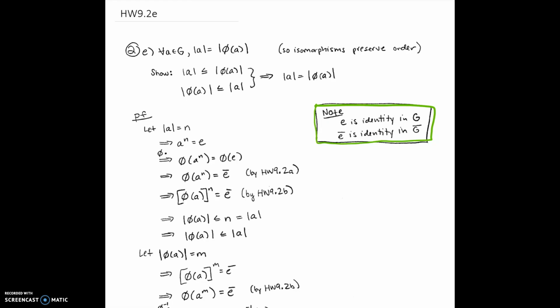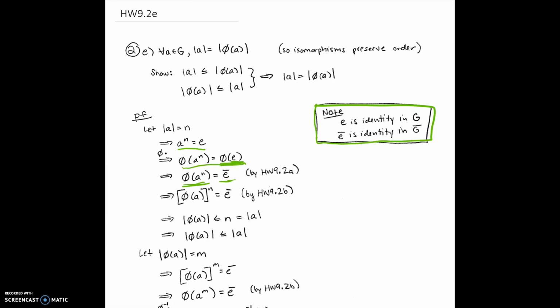Okay, so our proof starts with, let the order of a equal n. So we know that that means that a to the n equals the identity. So we apply phi to both sides of the equation. We know that phi of e is just e bar because that is the identity in G bar. And phi of a to the n, we're going to leave it as phi of a to the n.